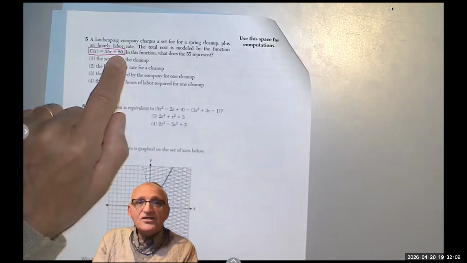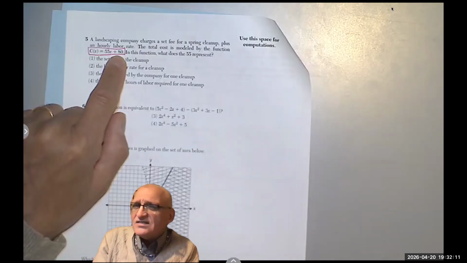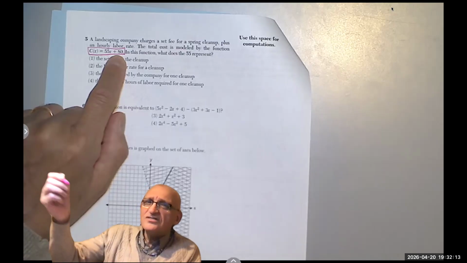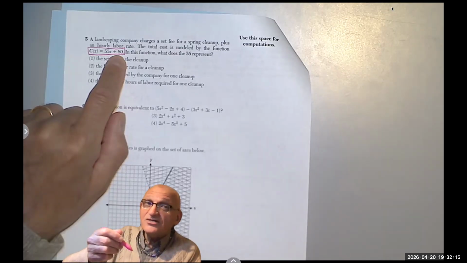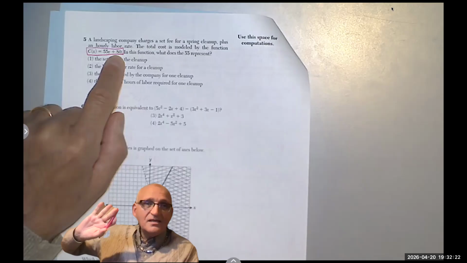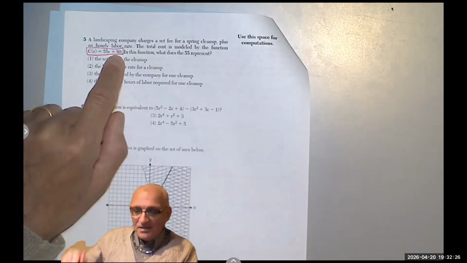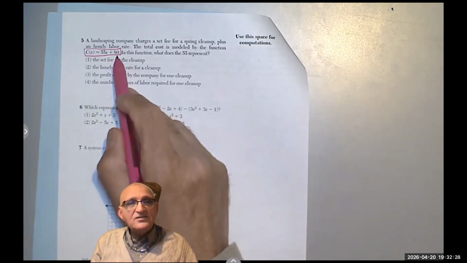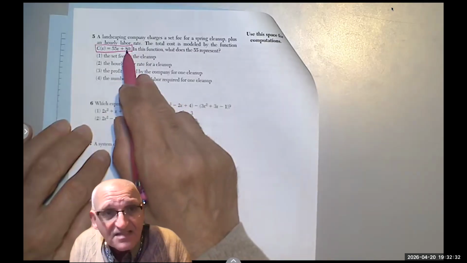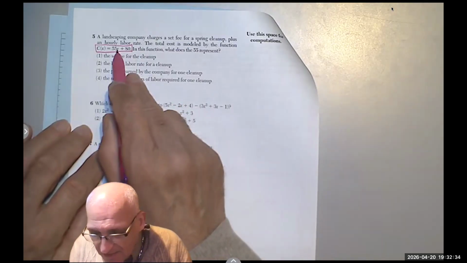Yes, when the line crosses the y-axis. And what is the value of x when it crosses the y-axis? 0. So the company sent somebody, haven't started yet. X, the number of hours, is 0. He didn't do anything, but he charges you $80. So that's the set fee.